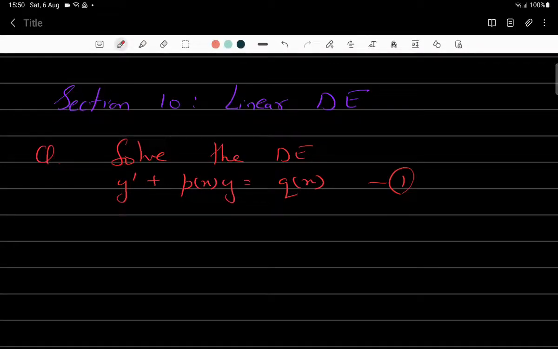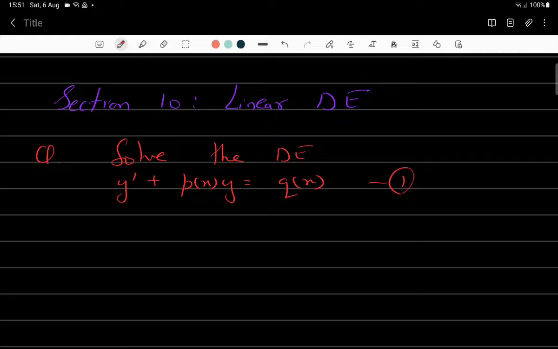Morning everyone. So till now we have studied different methods to solve first order differential equations, mainly variable separable, equations reducible to variable separable, homogeneous equations, equations reducible to homogeneous, exact differential equations, and integrating factor. Today we are going to study a special type of differential equation, which is the linear differential equation.